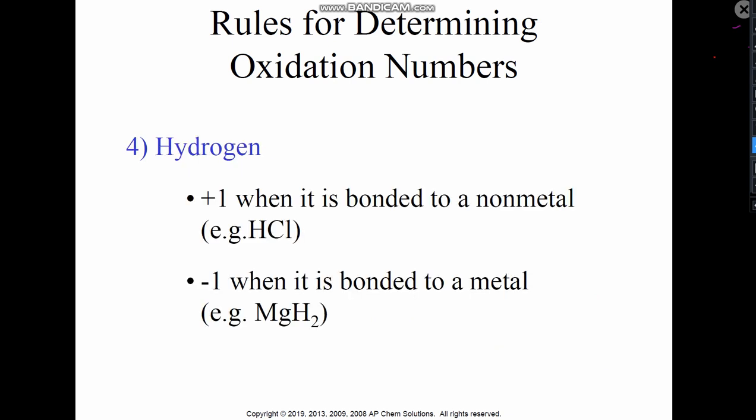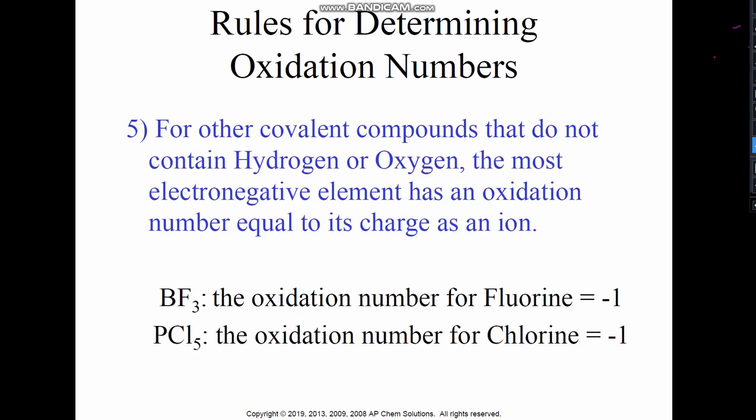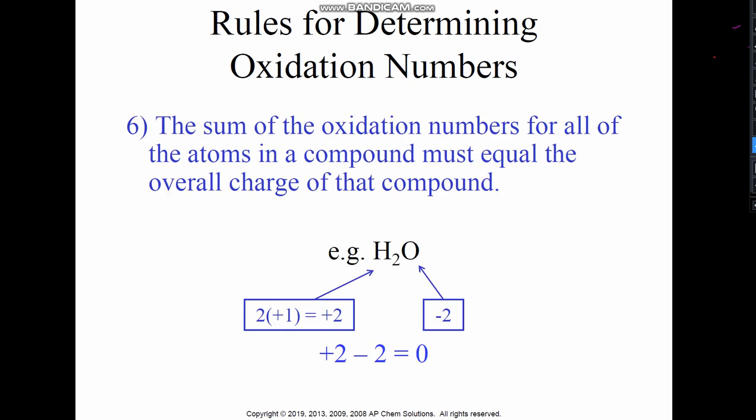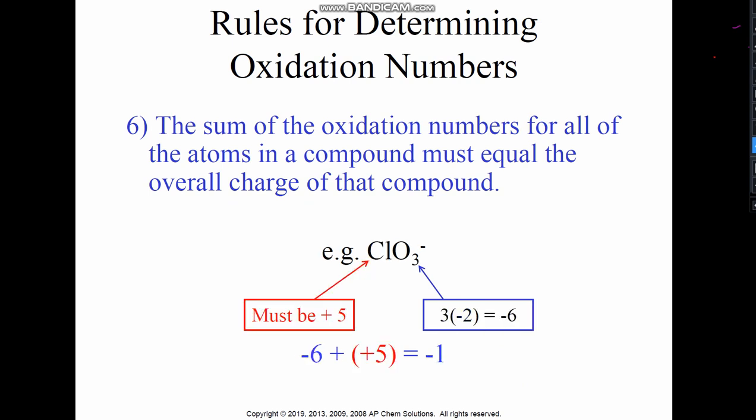Okay, here are the oxidation rules for hydrogen. Oxidation rules for covalent compounds. The oxidation numbers of all the atoms in a compound must always add up to the overall charge of that compound. So of course we know water is neutral, so it has to be 0. Here we have another example. The sum of the oxidation numbers for all of the atoms in the compound here have to be -1.